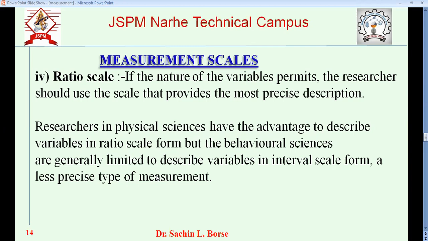Like researchers in the physical sciences have the advantage to describe the variable in the ratio scale, but behavioral sciences are limited to describing the variable in the interval scale. So as I mentioned, science and engineering can use this ratio scale better, but not the behavioral sciences. They will go for interval scale.